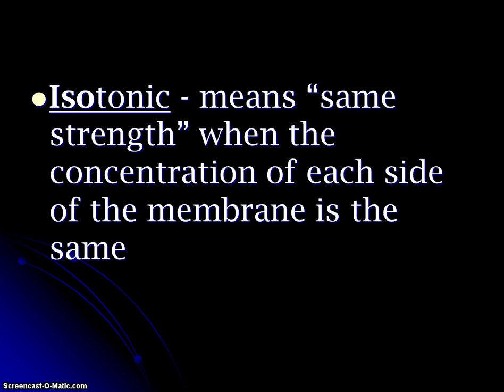If your cell is in an isotonic state, that means there's the same concentration of water and nutrients outside the cell as there is inside the cell. So as water is moving in and out, there's an equal concentration of molecules inside the cell and outside the cell. It's in an isotonic, or balanced, state.